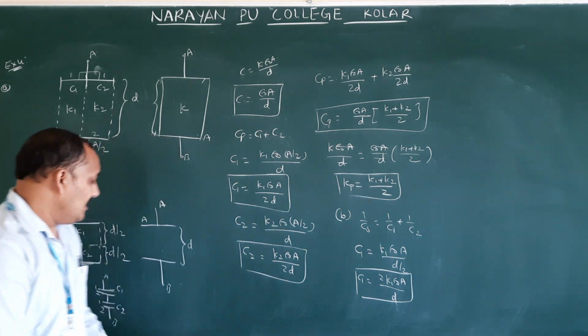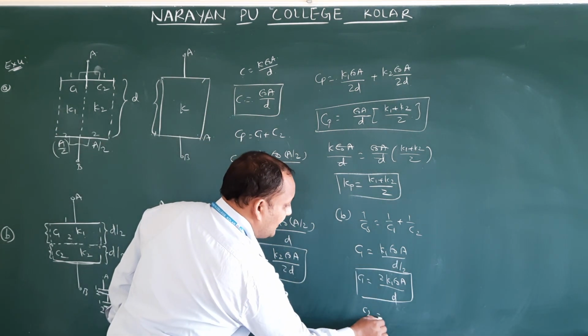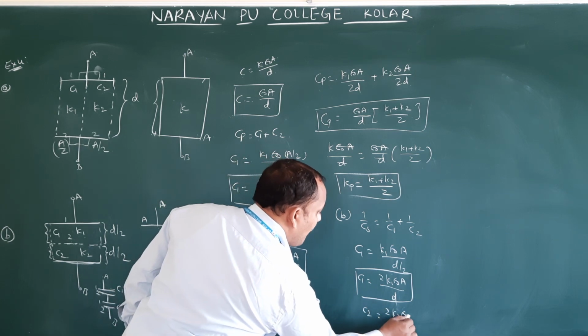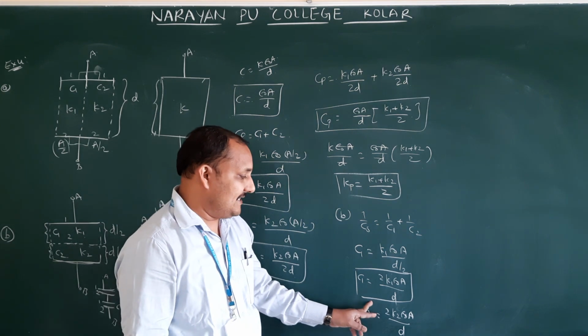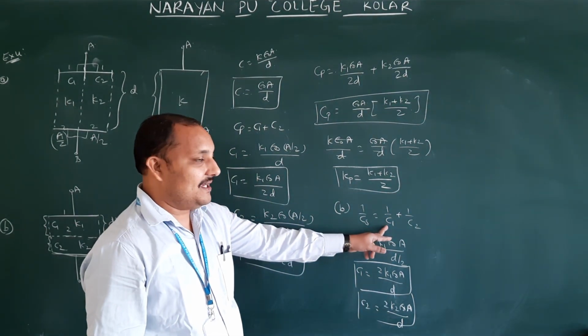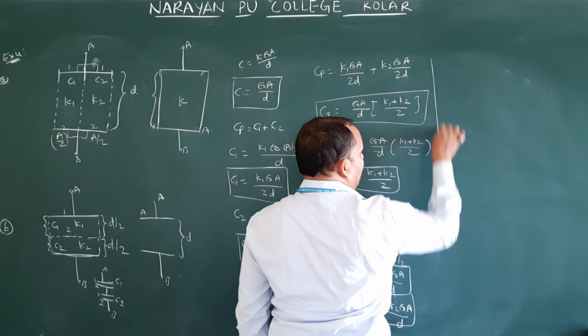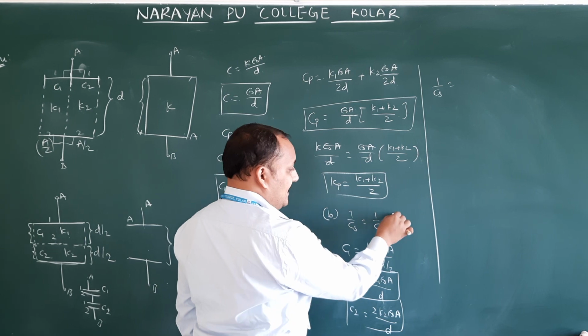This is C1. Now C2, how much will you get? Similarly, I am not writing it like this, directly C2 is equal to 2K2 epsilon naught A by D. This is C2. How are these two connected? In series. Therefore, you have to apply this formula: 1 by CS is equal to 1 by C1 plus 1 by C2.